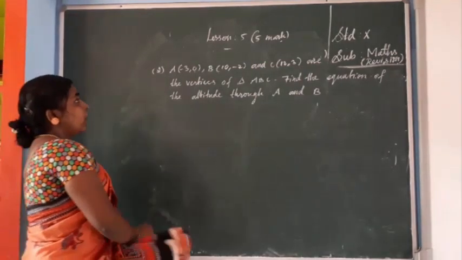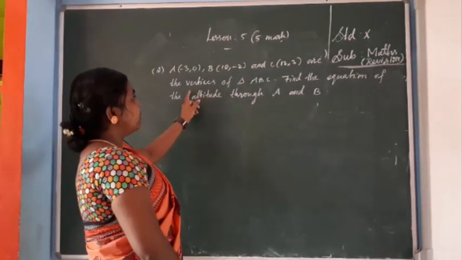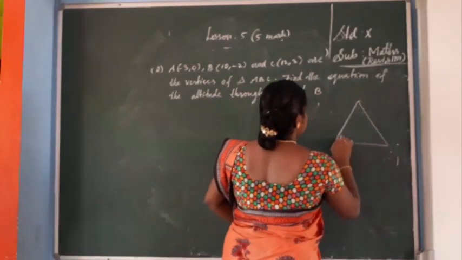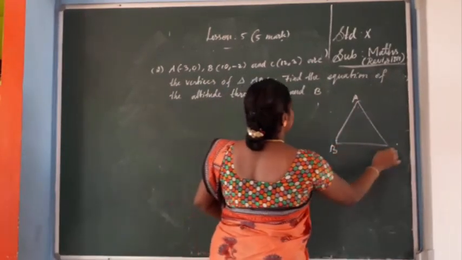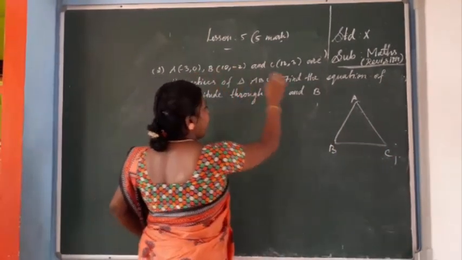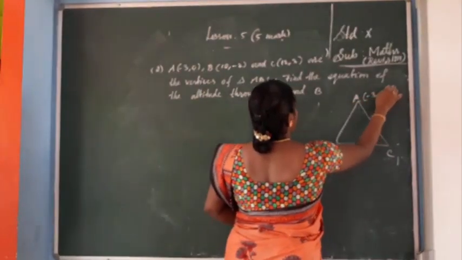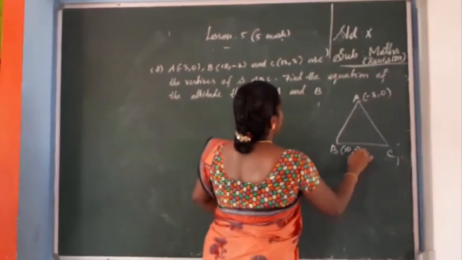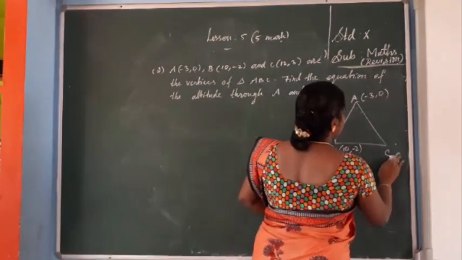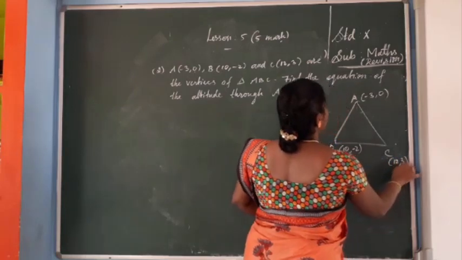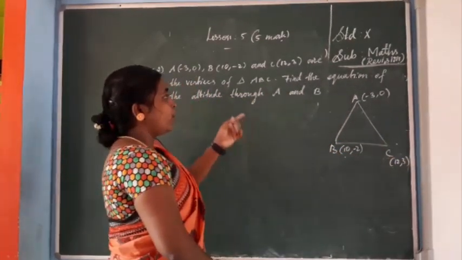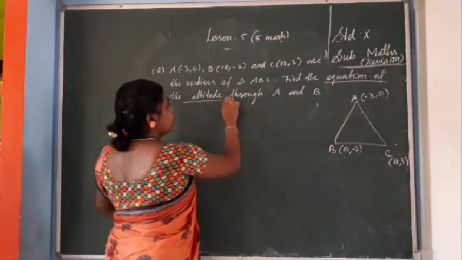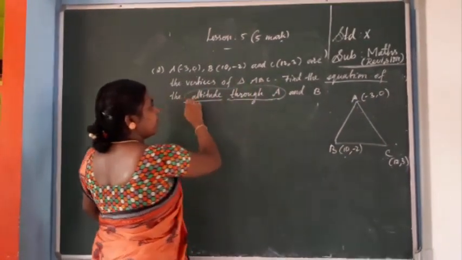Listen. 3 vertices are given in triangle ABC. So first vertex is minus 3 comma 0, A. Next B is 10 comma minus 2. Next C is 12 comma 3. Okay, 12 comma 3. The 3 vertices are there. What do you want to find? The equation of the altitude through vertex A. This is the first part. Okay.